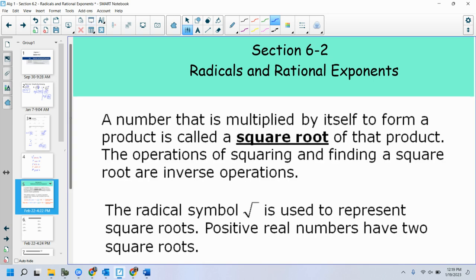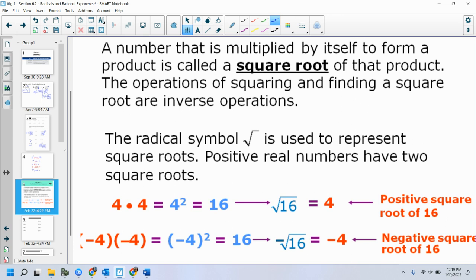So just as I had said, a number that you multiply by itself to form a product is called a square root of that product. Like 4 times 4 is 16. You can take the square root of 16 and get 4, right?